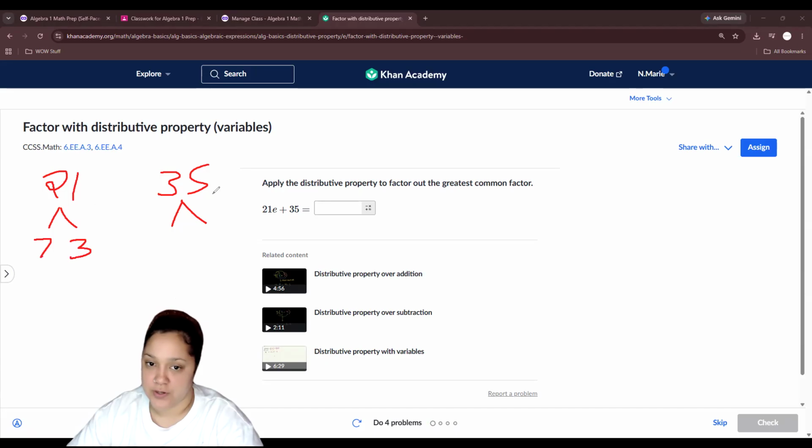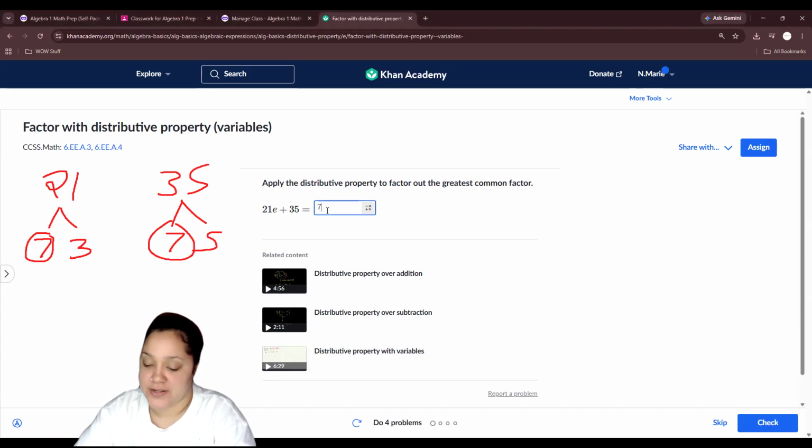7 times 3 is 21, so I'll do that, and I'll do 7 times 5. All right, so these are factors of 21 and factors of 35. You can see they both have one number in common, a 7. That is the greatest common factor. So I take out a 7.